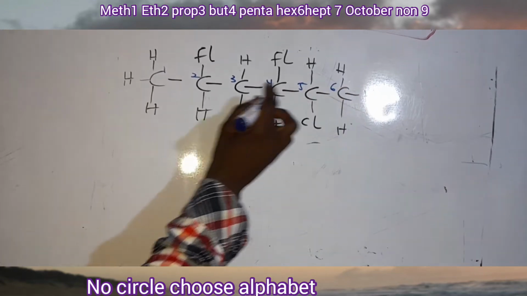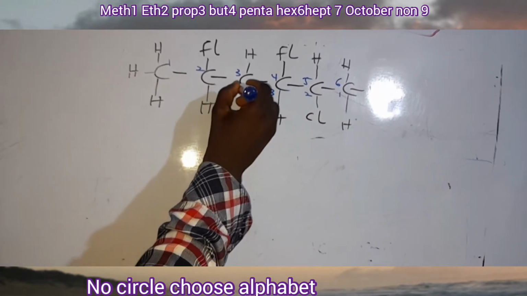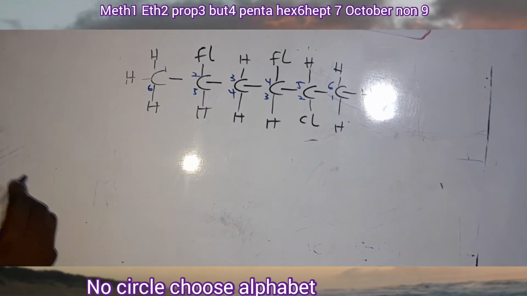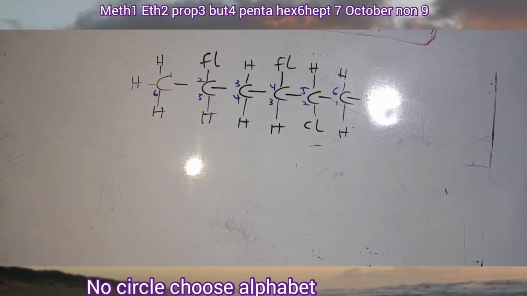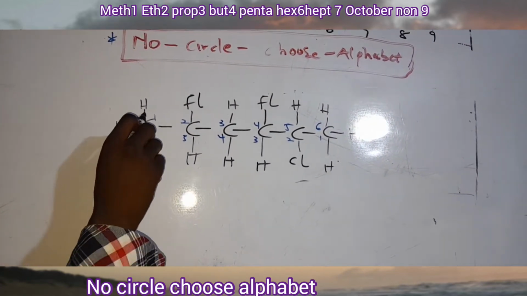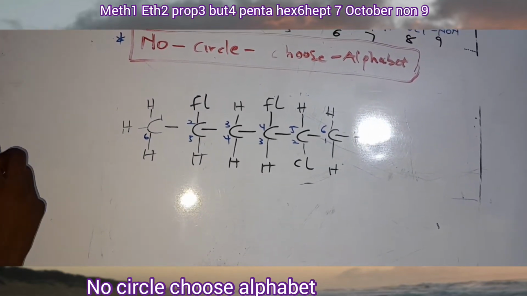When you're done, you go opposite. 1, 2, 3, 4, 5, 6. Good. Have you seen I've numbered? After numbering, they say no circle. So I'll go around. If there is anything that is no hydrogen, I'll circle it.